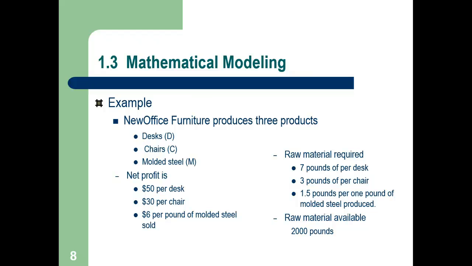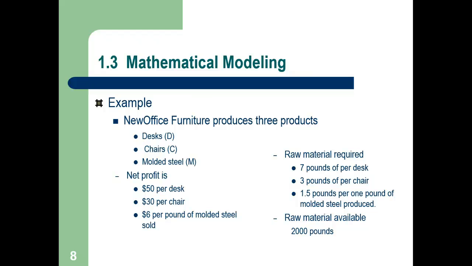What am I trying to decide? And this, by the way, is also a production mix model. We do a lot of these at the beginning because they're supposed to be the easiest. What are our decision variables at new office furniture? How many desks and chairs are we making? And what else, Adam? Molded steel.